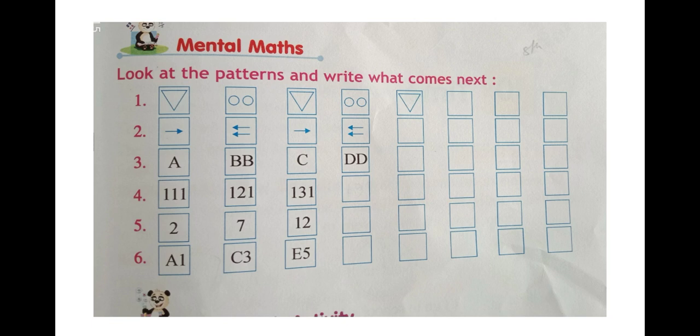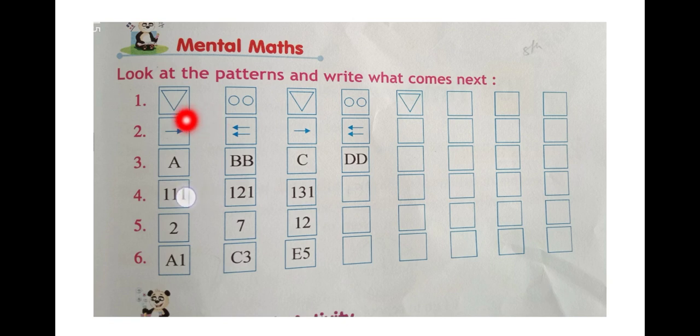All right, children. Okay, see, here we are having patterns with all types. The first one is patterns with pictures. The second one is also pattern with pictures. The third one is patterns with alphabets. Fourth one is patterns with numbers. Fifth one is also patterns with numbers. And the sixth one is patterns with numbers and alphabets. Alright, children? Okay, so let me explain it now.